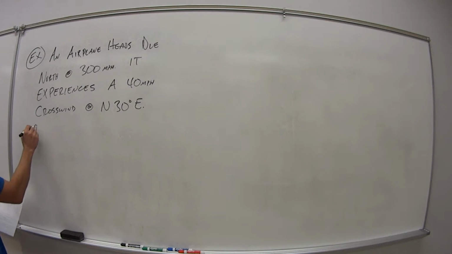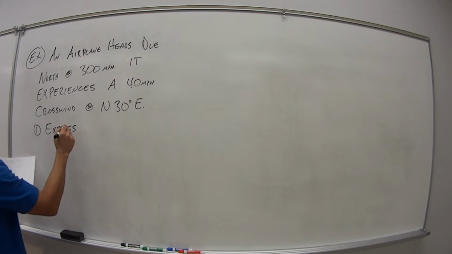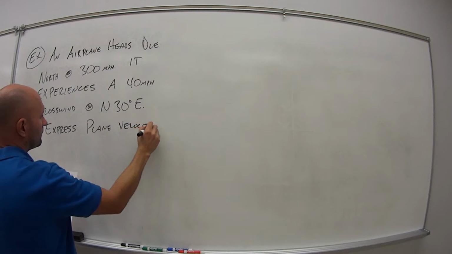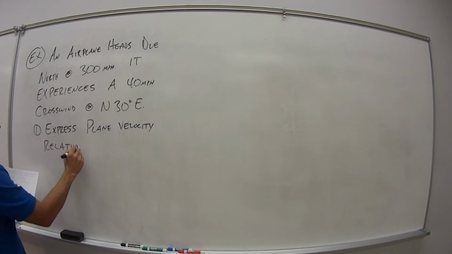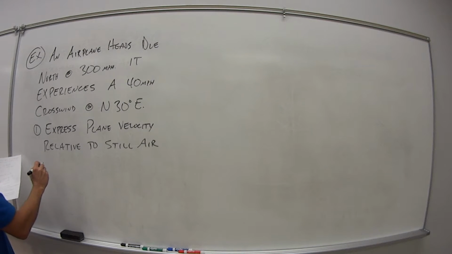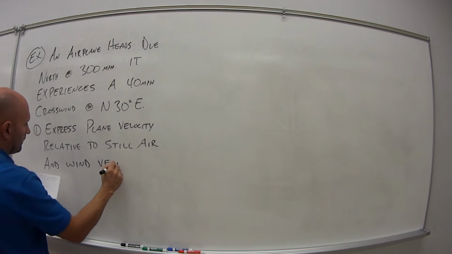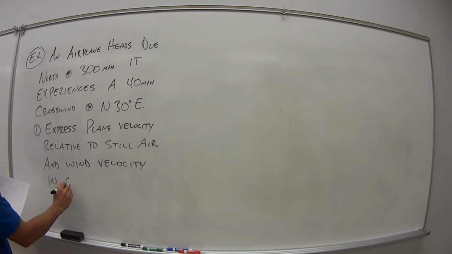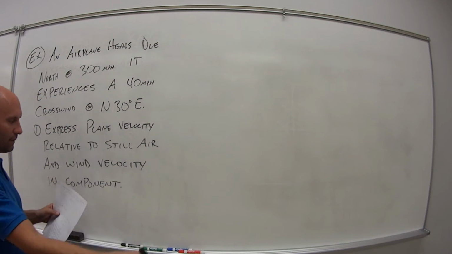So we have 3 questions we want to answer. First, we want to express the plane velocity relative to still air and wind velocity in component form. So component is our ai plus bj form.